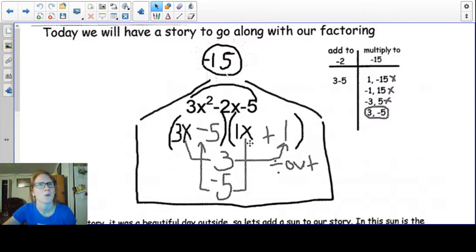But my blinds need a little bit more color, so I need to add some more to it. So in the rest of my blinds, we'll go what will multiply to that negative 15 and add to that middle number of negative 2. Well, off to the side, you can see I gave my list of what multiplies to negative 15. We have 1 and negative 15, negative 1 and 15, negative 3 and 5, and 3 and negative 5. But we need it to add to that negative 2. So it's going to be that last answer of the 3 minus 5.